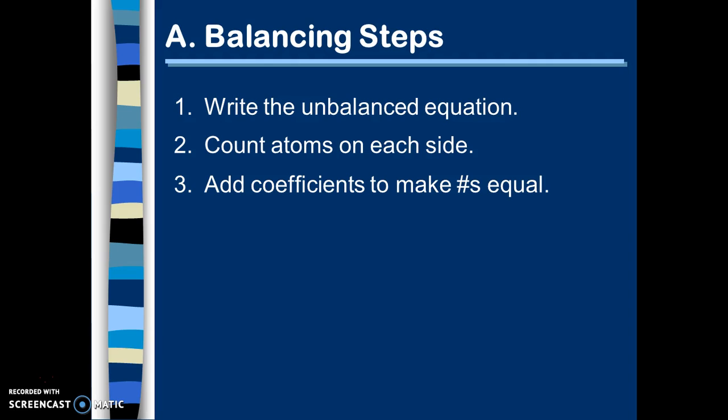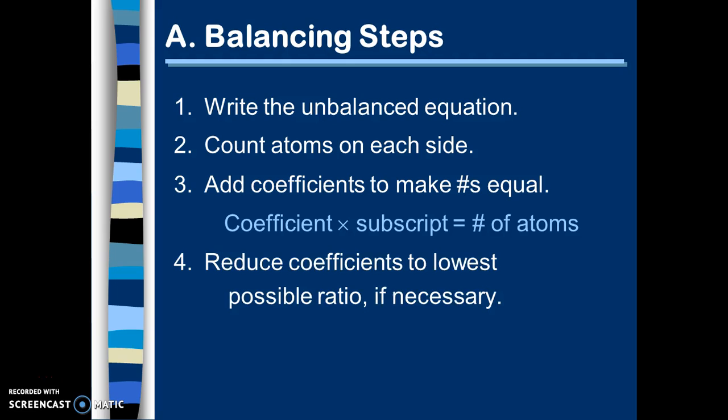And you're essentially going to multiply by these coefficients. You always multiply coefficient times the subscript. That equals the number of atoms. It's a lot like using the distributive property in math. If possible, you need to reduce the coefficients, meaning if you end up with a 2 and a 4, you're going to reduce those to a 1 and a 2, because we always want to see the lowest possible ratio if we can.